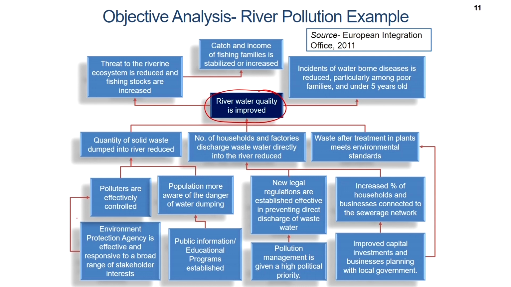With regard to the causes, quantity of solid waste dumped into the river is reduced. This can happen because of these things. Number of households and factories discharging wastewater directly into the river is reduced. Waste after treatment in plants meets environmental standards. This is possible because of the policy changes. Polluters are effectively controlled because the Environmental Protection Agency is effective and responsive to a broad range of stakeholder interests.